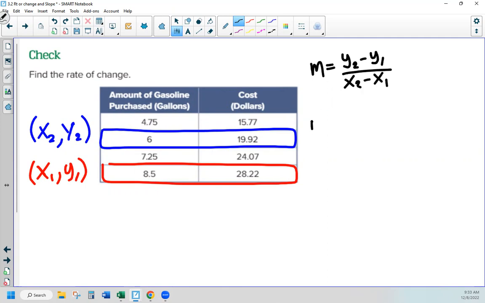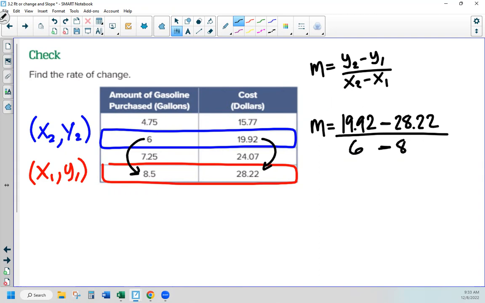So if I go ahead and follow this, the slope of this line is my y2, which is going to be 19.92, subtracted by this one right here, 28.22. And 6 subtracted by 8.5. Hopefully you see that we're going to get a negative over a negative because 19.92 is less than the 28 number and 6 is less than the 8.5 number. So we're going to have a negative divided by a negative, which will essentially turn into a positive slope.